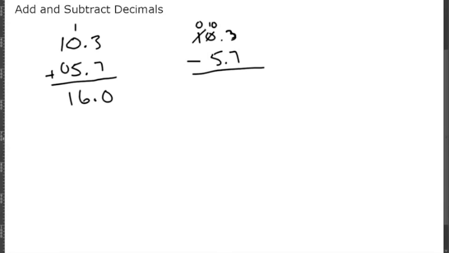Now we're going to be able to take away. So take this and make it a 9, because we're taking 1 away from the tens place, and add 10 to this. So now instead of 3, we have 13 because we took 10 away from that. 13 minus 7 is going to give us 6, and 9 minus 5 is going to give us 4. So we're going to get 4.6 as our answer.